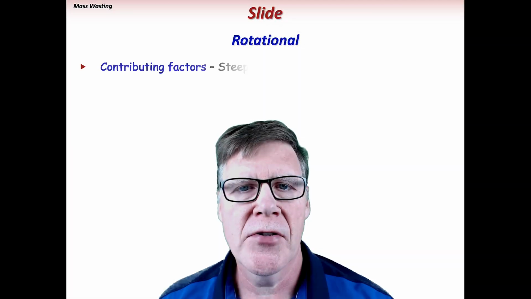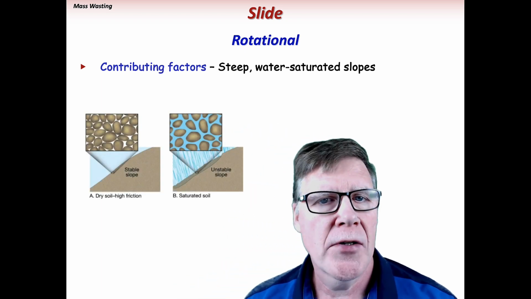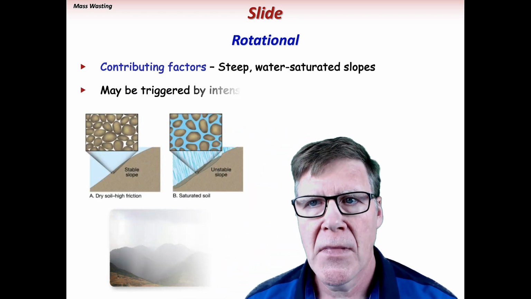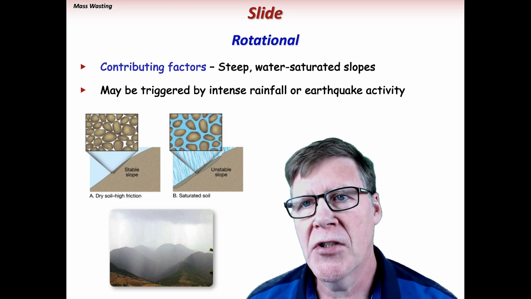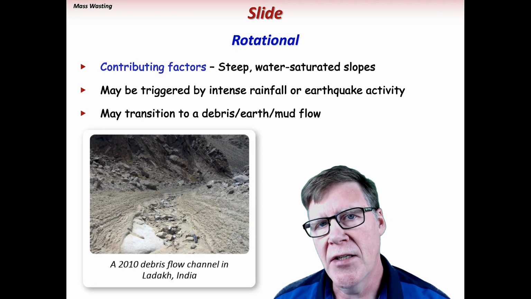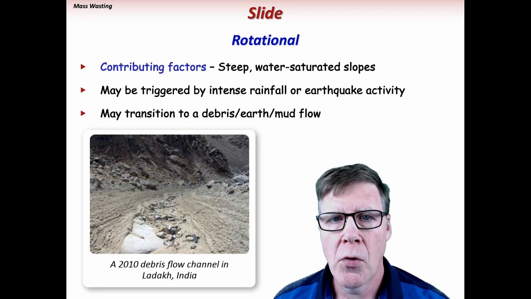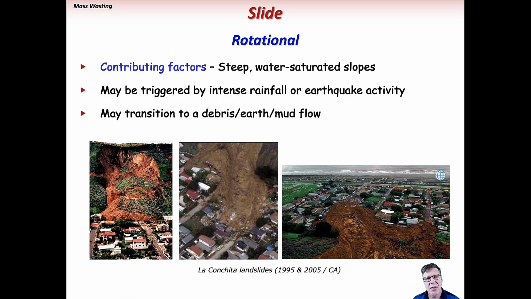The main factors contributing to rotational slides include steep water-saturated slopes, intense rainfall, or earthquake activity. Depending on the degree of water saturation, the slide mass may transition into a debris flow, earth flow, or even a mud flow. La Conchita is a landslide-prone area on the California coast, where several major landslide events occurred in 1995 and 2005.